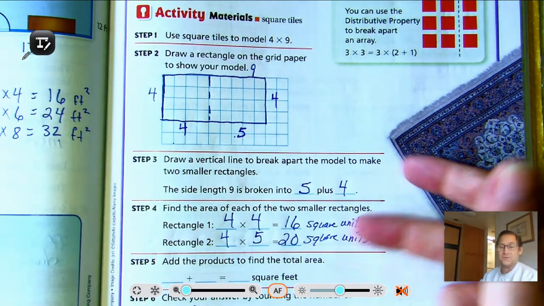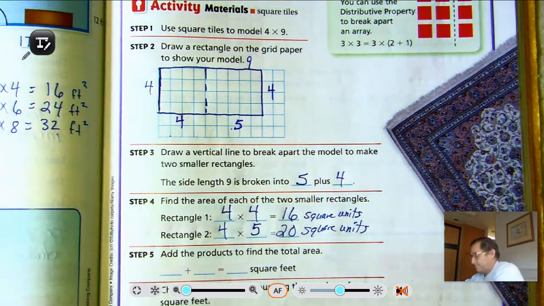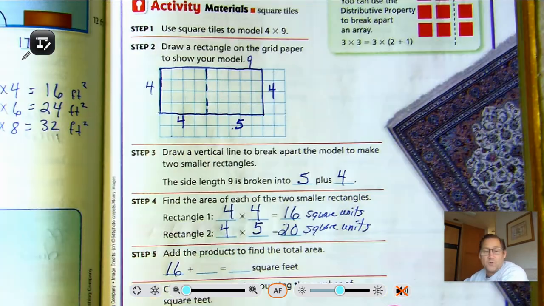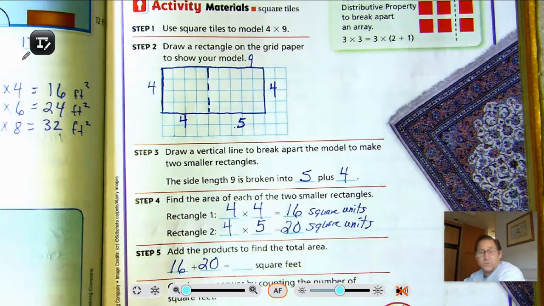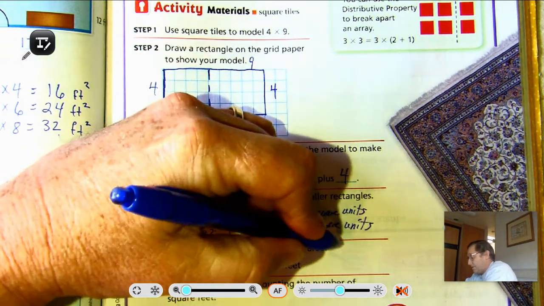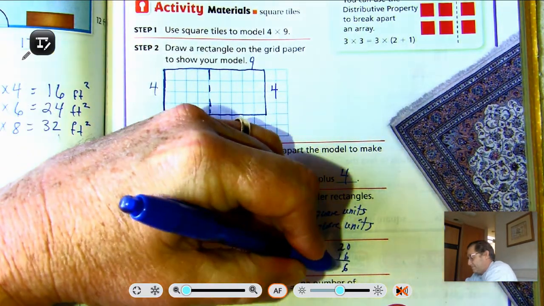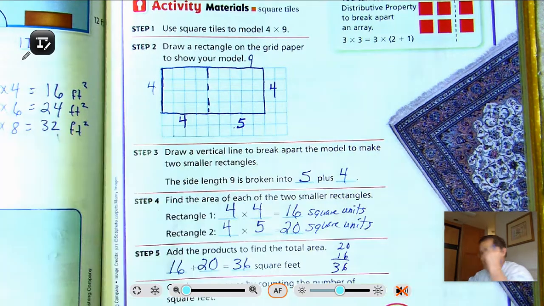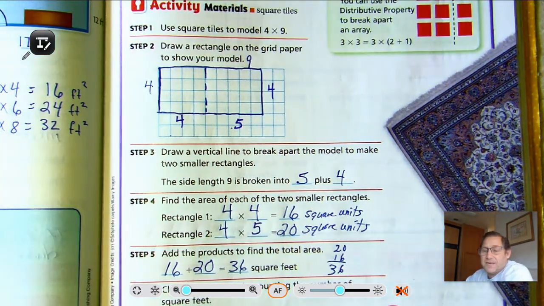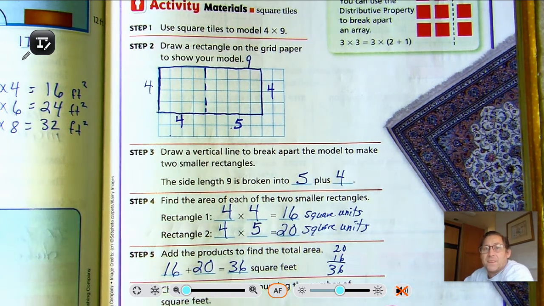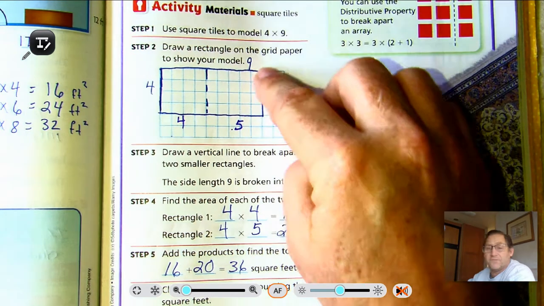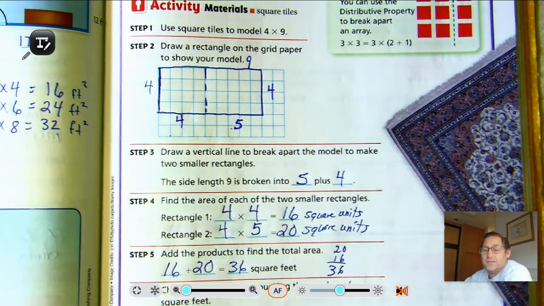Now all I have to do is add those two smaller products. So one of the smaller rectangles was 16 square units. The other one was 20 square units. So what's 20 plus 16? 36. Now, would it have been easier just to say 4 times 9 is 36? Yeah, it would be. But this is a strategy for if the number is something that you don't understand.